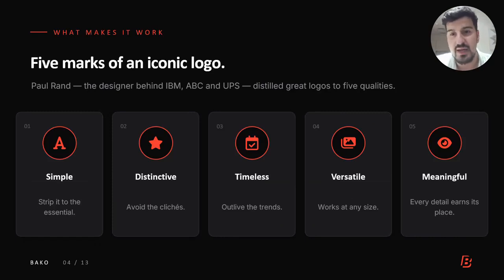So what makes it work? Paul Rand is a designer for IBM, ABC, and UPS, and he put this into 5 categories. So if your logo has these 5 categories, then you can position yourself in a way where you have an iconic logo and it works really well. So this is how you validate the logo process and your branding. So number 1 is simplicity. Number 2 is being distinctive. Number 3, timeless. 4 is versatile. 5 is meaningful. So we'll be covering each of these in more detail, but these are the 5 pillars that it comes down to.